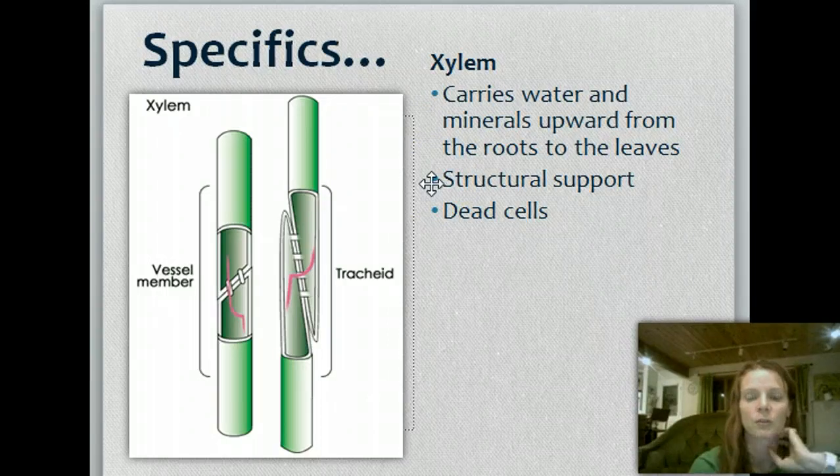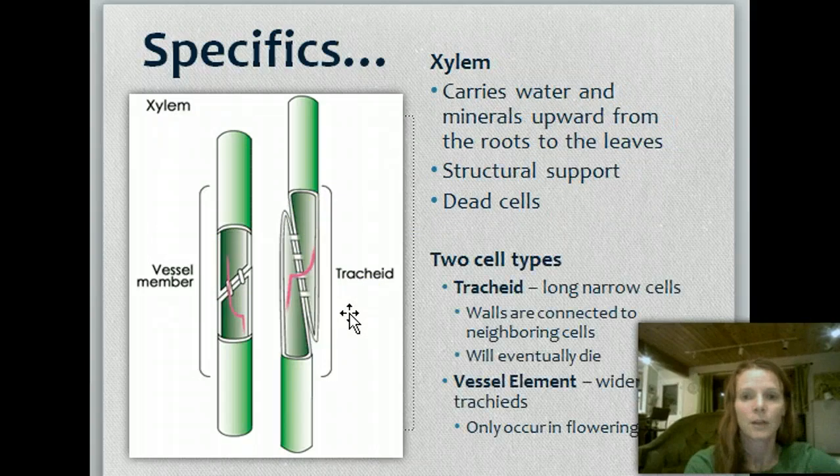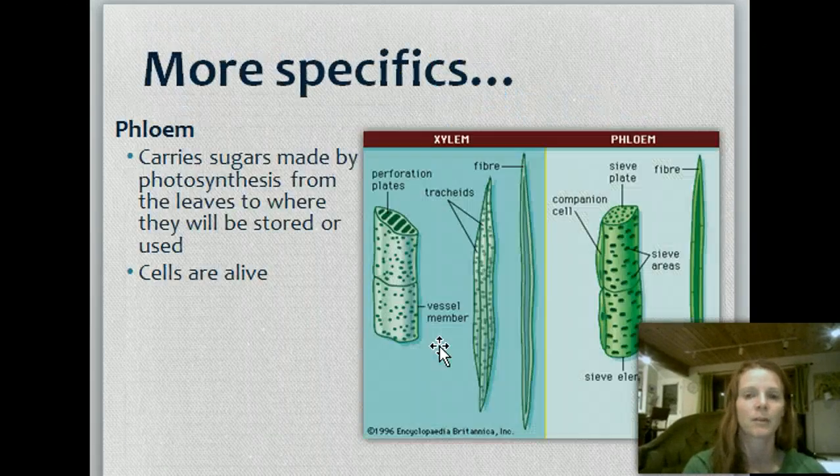They're also used for structural support, and they're pretty much dead. Those are dead cells, which is kind of interesting, okay? You can see this is what xylem cells look like. There are two types of cells, the tracheid, which are long, narrow cells. The walls are connected to neighboring cells and they will eventually die. And then you have the vessel element, which is wider than the tracheids, but they only occur in flowering plants. I'm not going to test you on those, but I just wanted to bring that to your attention, that you can get onto a more cellular level when we talk about the xylem and the phloem.